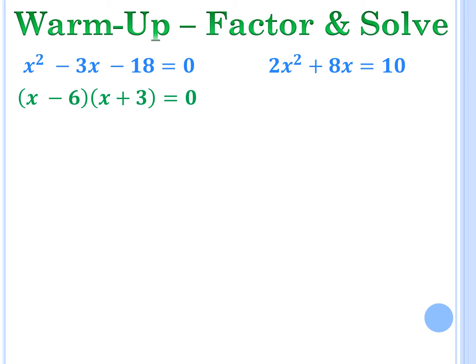So we factor the first one into x minus 6, x plus 3, and then we set each one equal to 0 and solve for x. And that gives us the solution x equals -3 and 6.